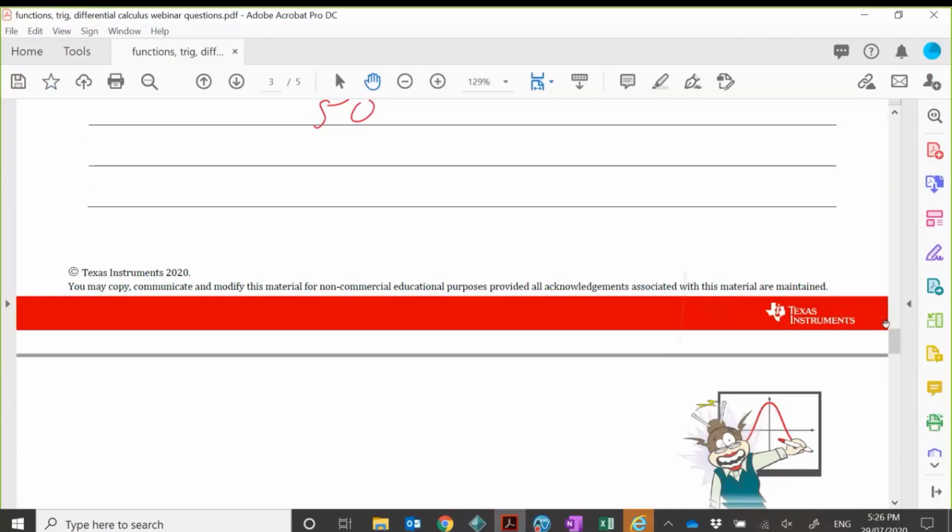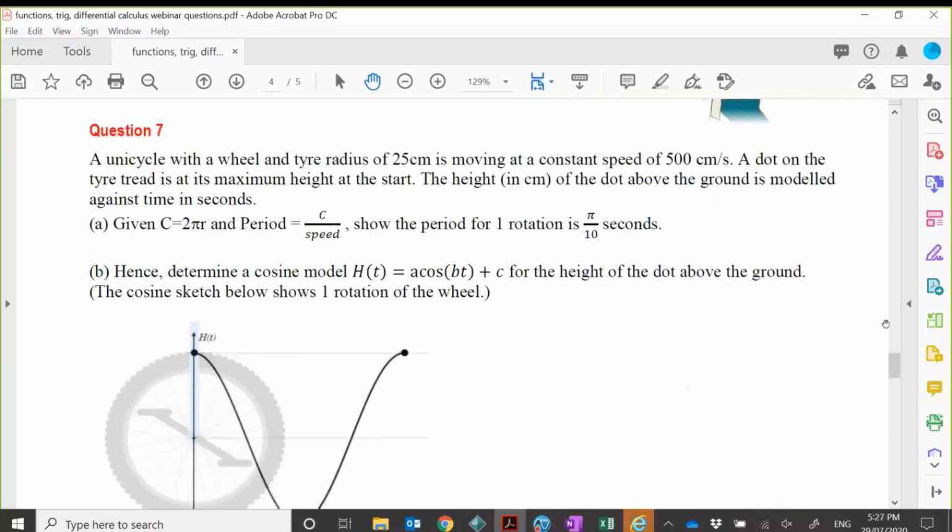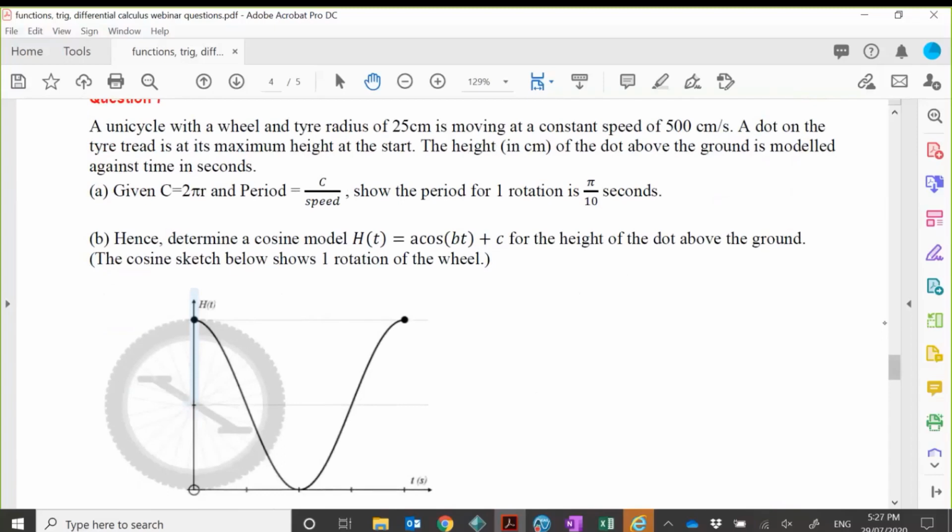All right. Question 7, an application of a trig function. A unicycle has got a wheel and tyre radius of 25 centimetres. It's moving at a constant speed. A dot starts at the maximum height, and it's modelled against time. And we're given some information there. They've got a little graph down there to help you out as well too. So we are starting at the top of the wheel there, and we're doing one full revolution.